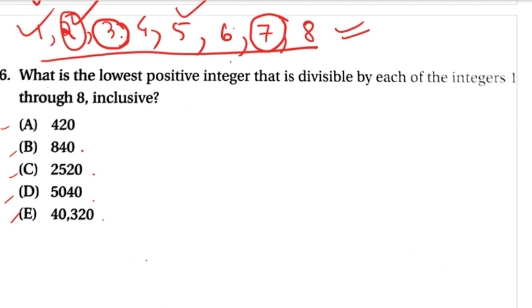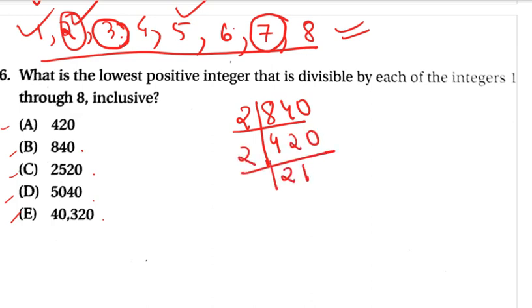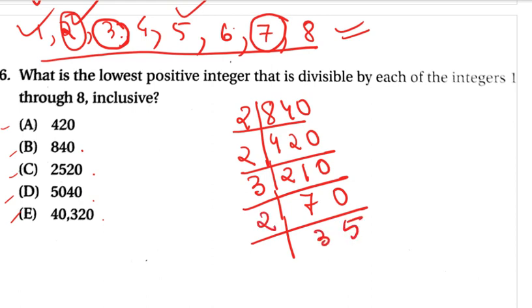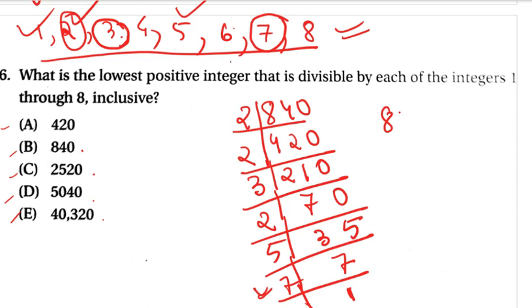So let me show you. Let's say I do the HCF of 840. So what do I get? 2 4s are 8, 2 2s are 4, 2 2s are 4, 2 1s are 2, 3 7s are 21, 2 35, 5 7s are 35, 7 1. Can you see there's a 7 coming here? So what are the factors of 840? That is 2 into 2 into 3 into 2 into 5 into 7.